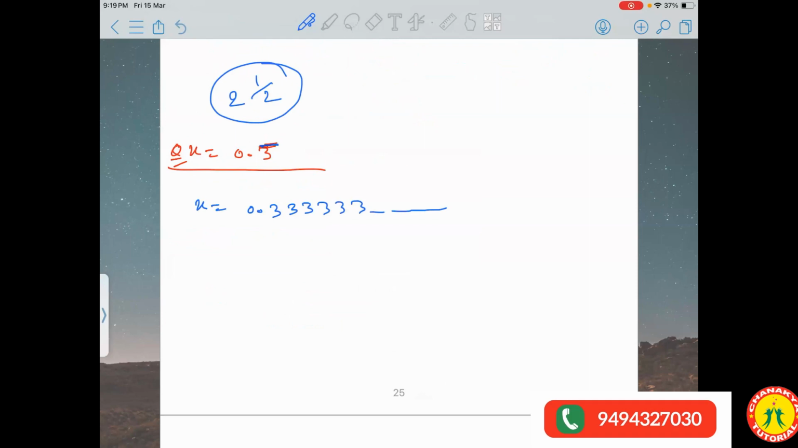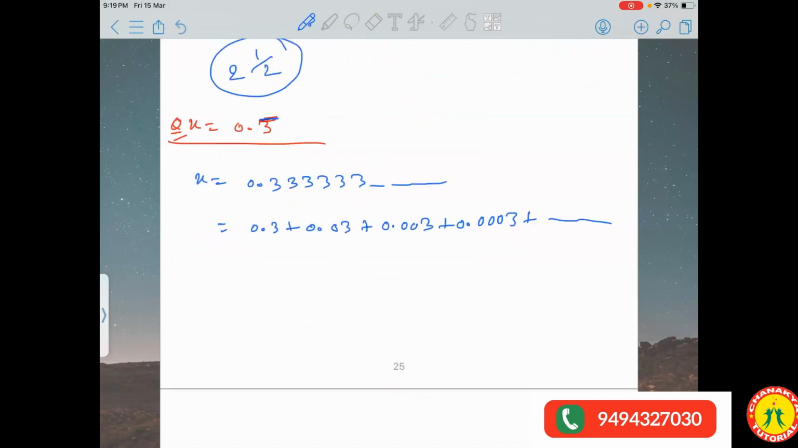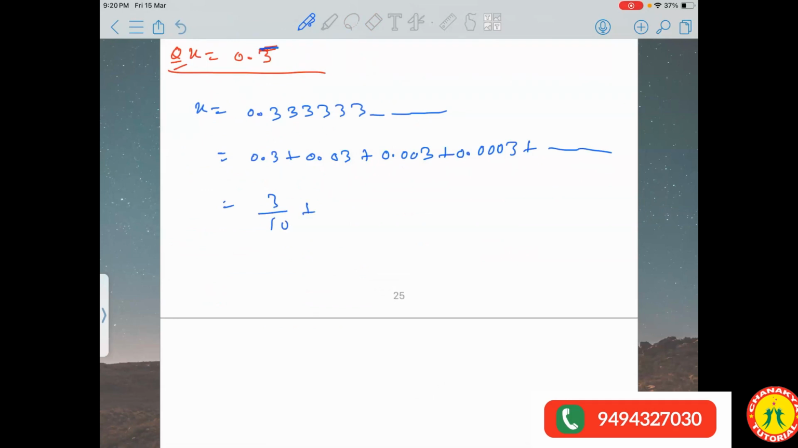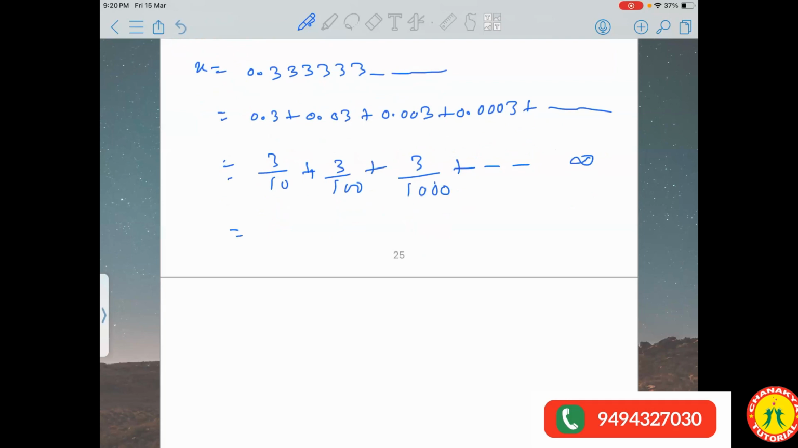So you can write it as 0.3 plus 0.03 plus 0.003 plus 0.0003, like that. So basically 3 upon 10 plus 3 upon 100 plus 3 upon 1000, like that, up to infinite. So this is basically a GP, right? So we can apply the S infinity formula, right?